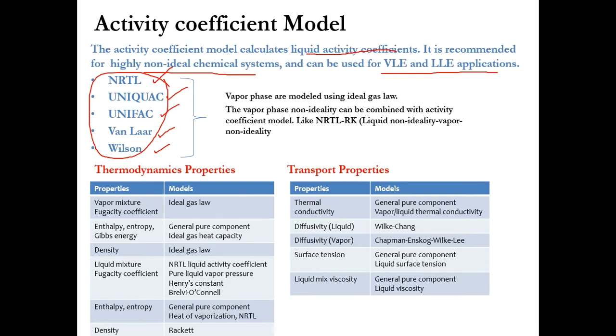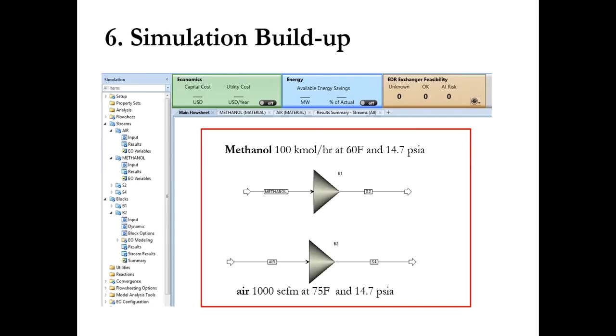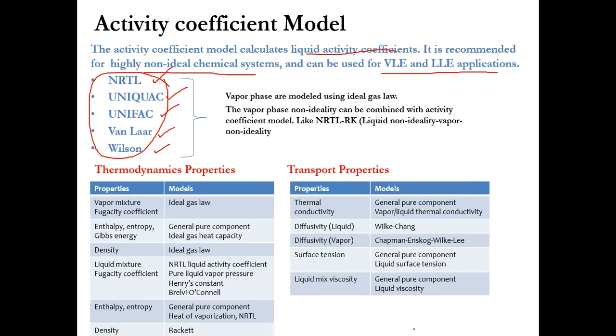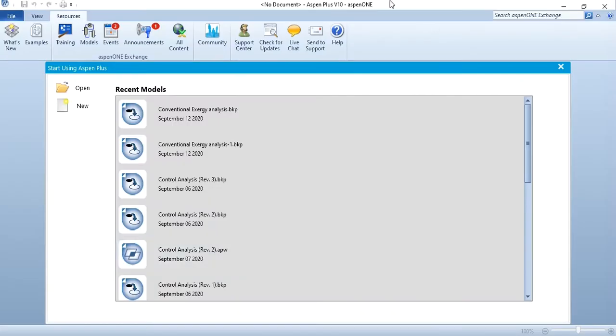So now we will go back to Aspen Plus, and before going to point number 6, we will solve the simulation till now. After opening Aspen Plus, this window appears, and as you see, what's new? If you want to view the information, examples which are given in the Aspen library, you can also load it. Training, models, events, announcements: these are given over here.